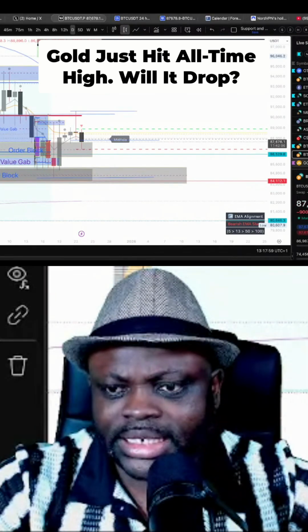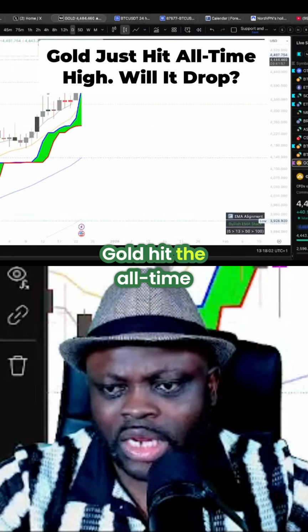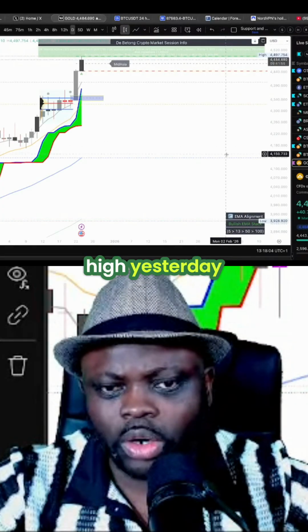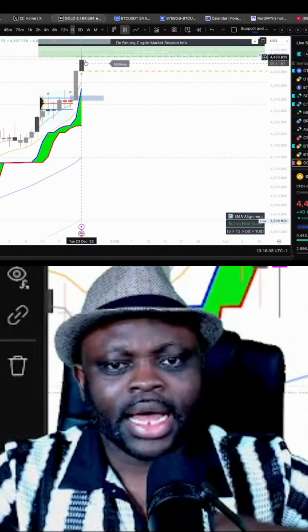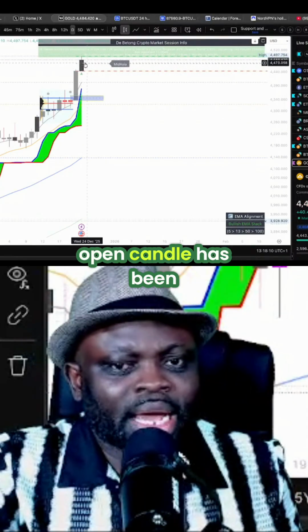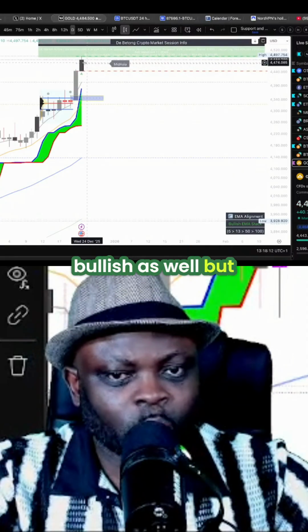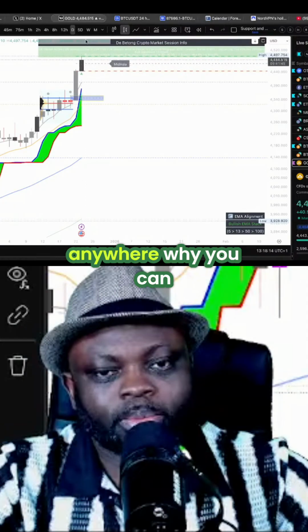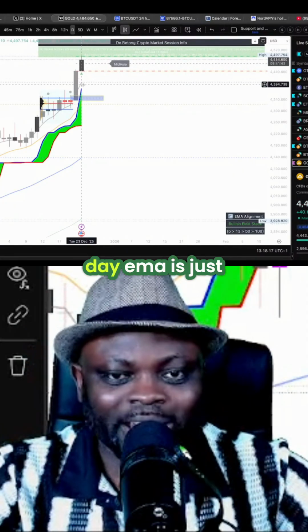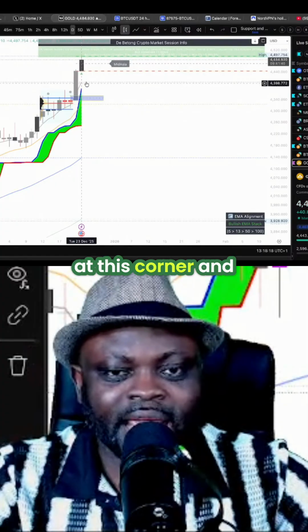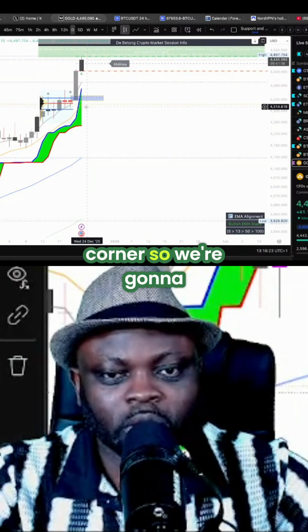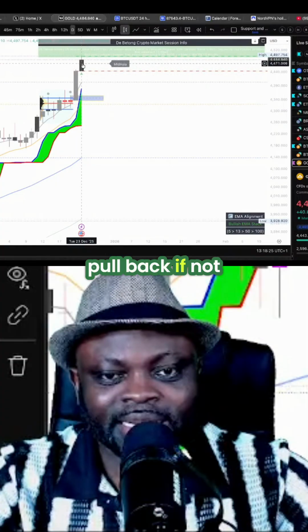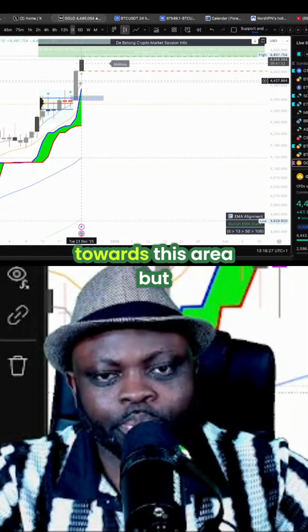Let's look at gold. Gold hit the all-time high yesterday. Now this daily open candle has been bullish as well, but I don't think this candle is going to go anywhere. Why? You can see here the 5-day EMA is just at this corner, and also the 13-day EMA is at this corner. So we're going to see some sort of pullback, if not today, maybe tomorrow, back towards this area.